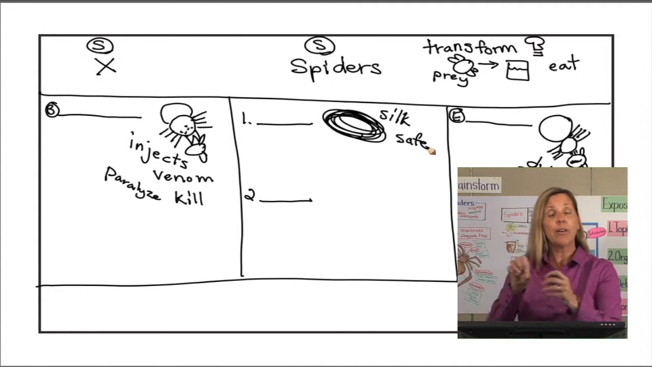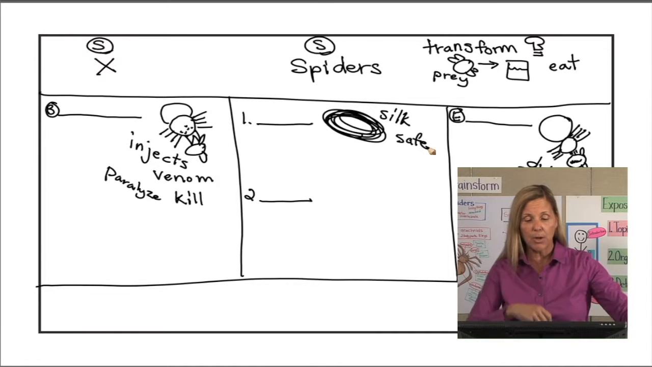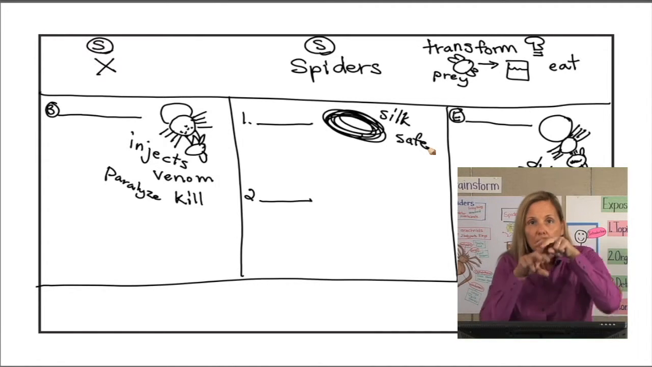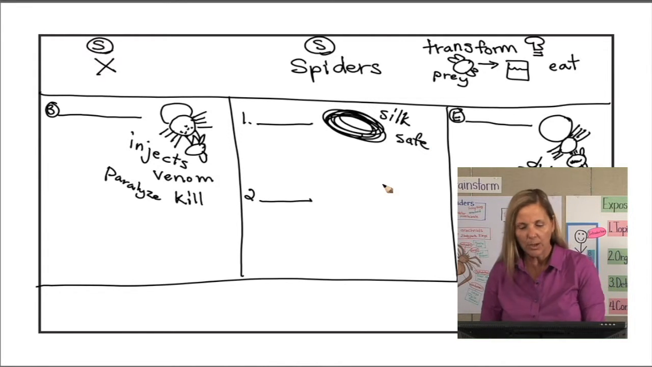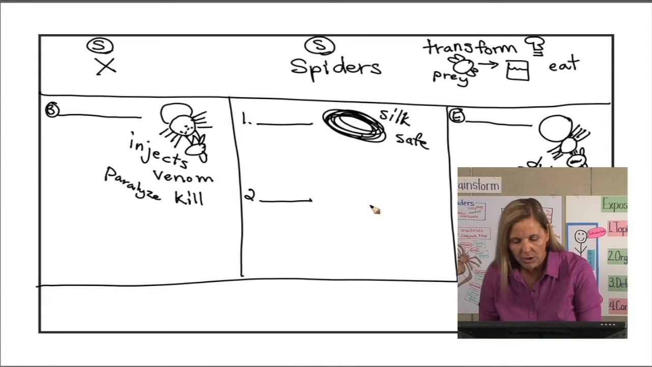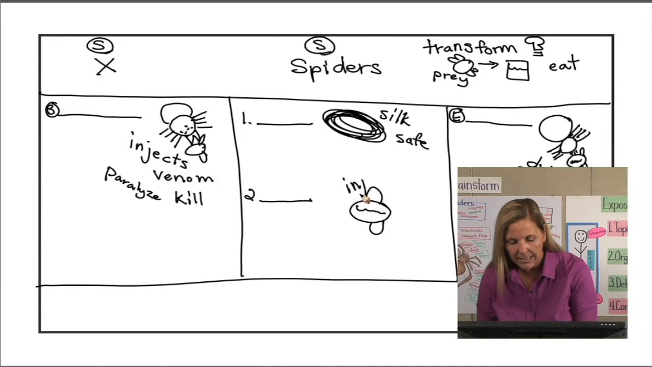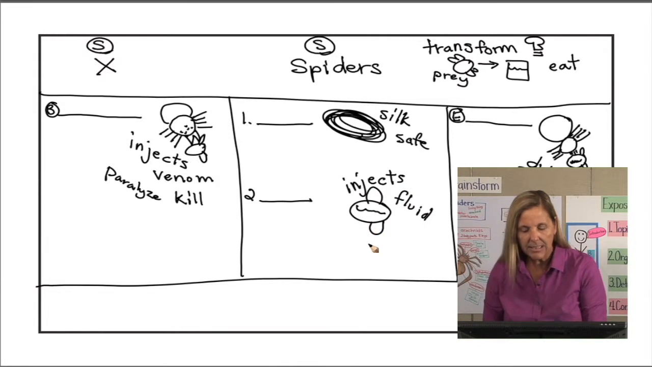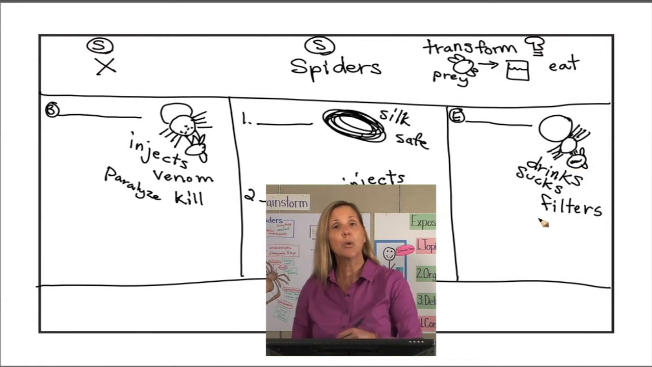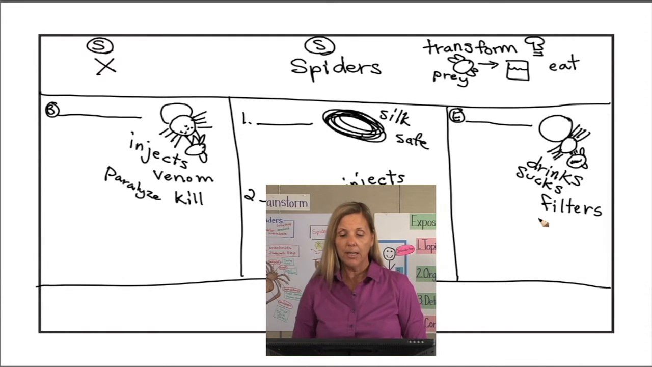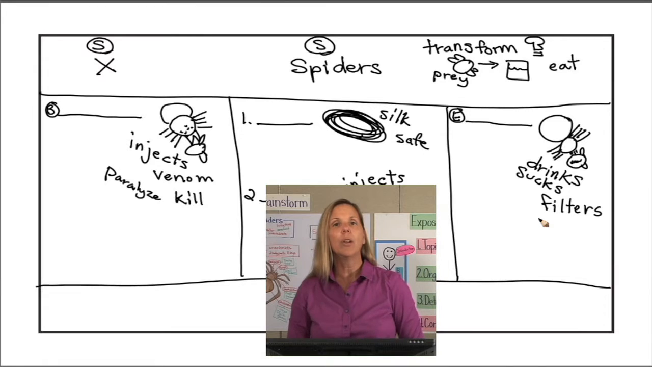After it wrapped up the silk, carried it away to the safe place, let's act out the next part. So we had wrapped it up, carried it away. What happened next? That's where it injected it with its fluid to turn it into a liquid. So let's put our insect here and change it. So we're going to put injects, and we'll put a fluid inside that insect and turns it into a liquid. And finally at the end, it drinks up that liquid with its special hairs that are like a filter. We have all of our information down.